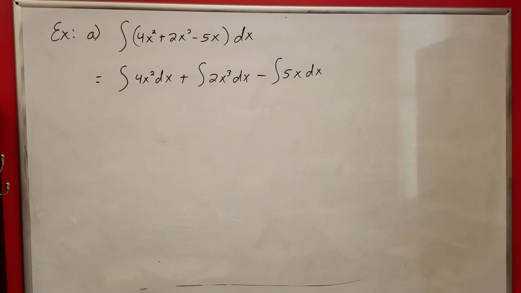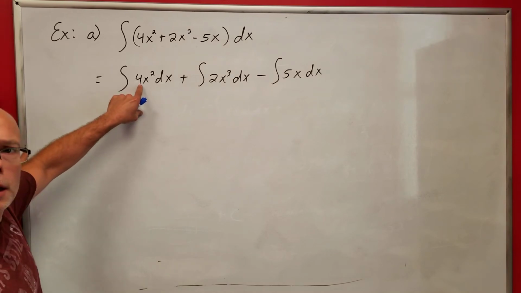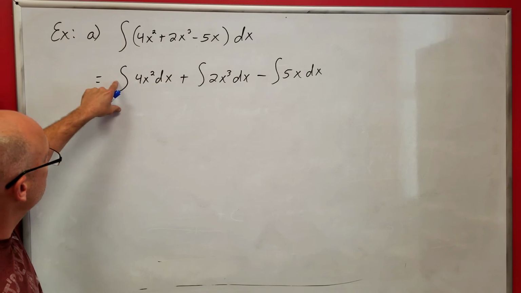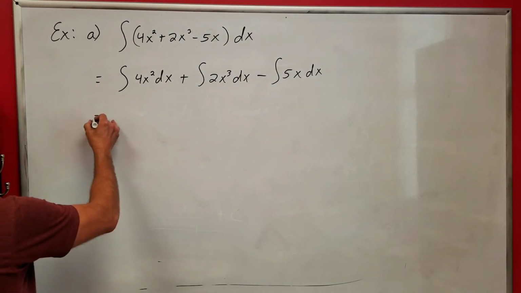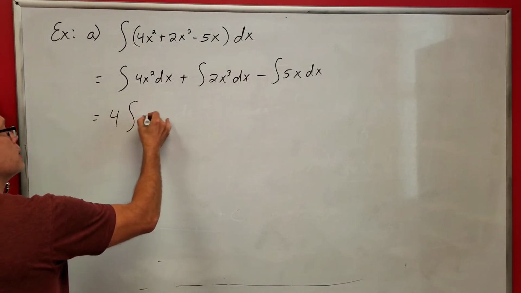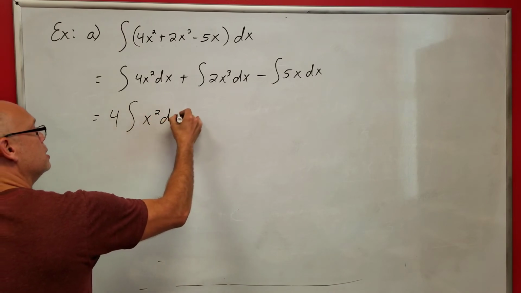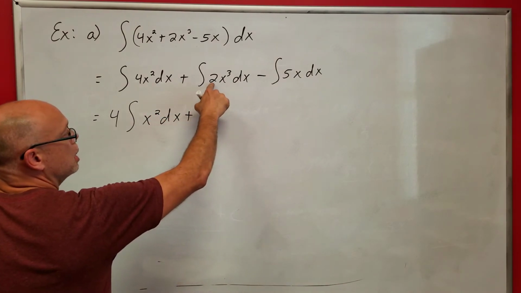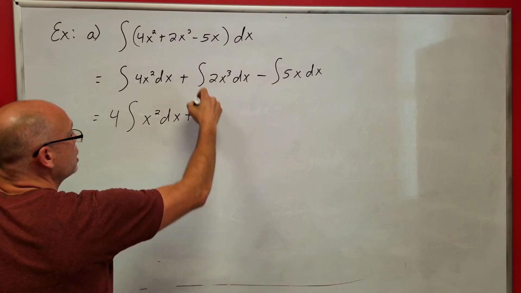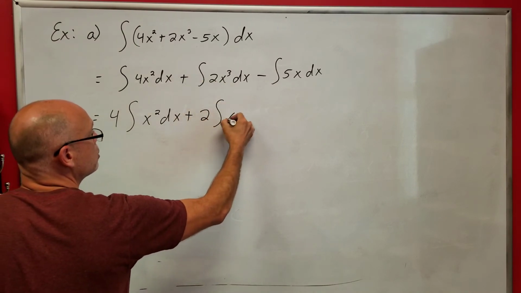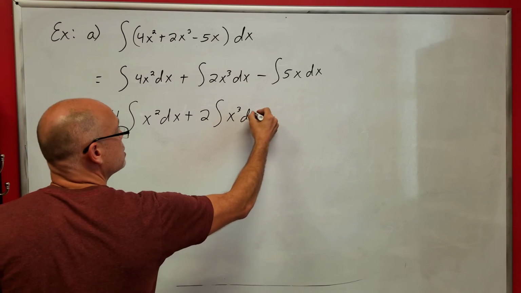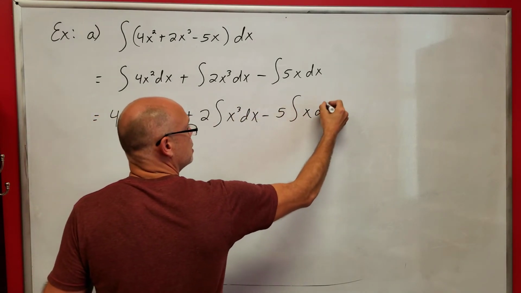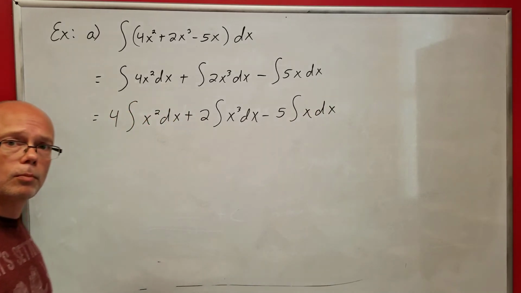All right, we also had a property that told us if we have a constant multiplied by my function, I could pull that constant to the front of the integration symbol and write this as 4 times the integral of x squared dx. Plus, a constant multiplied by my function, pull the constant to the front, 2 times the integral of x cubed dx, minus, same thing here, 5 times the integral of x dx.